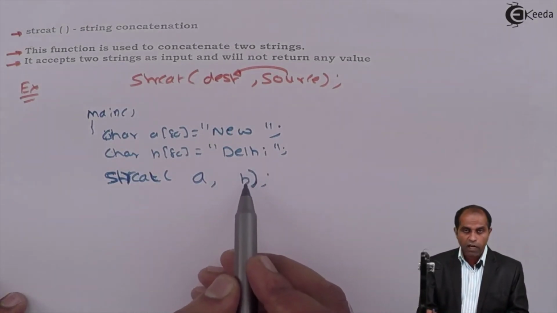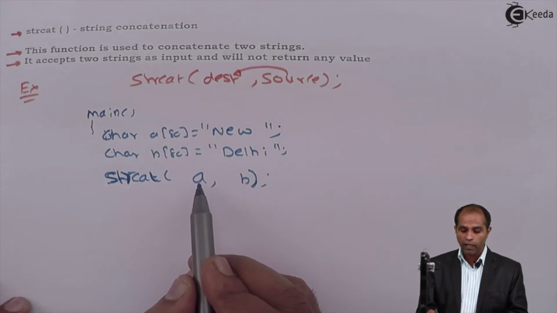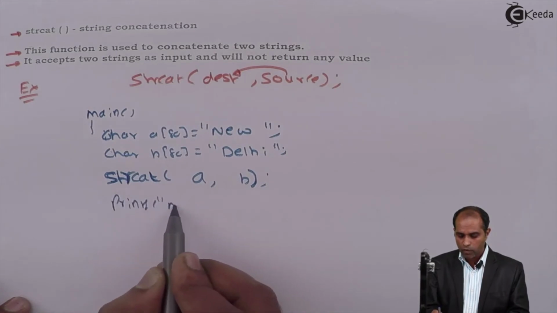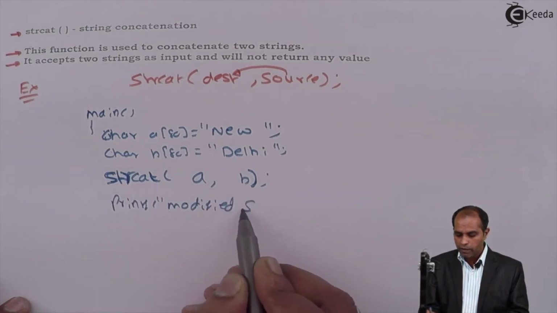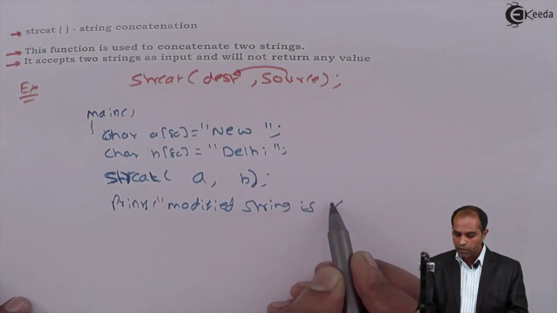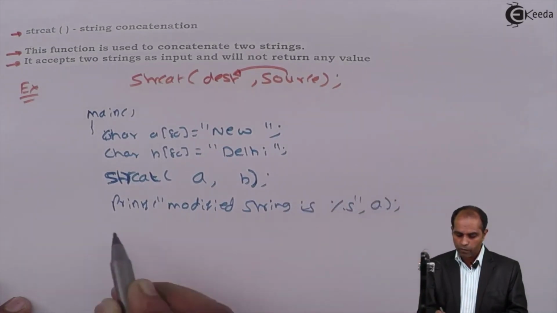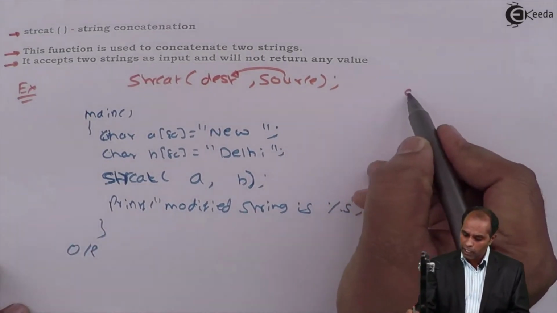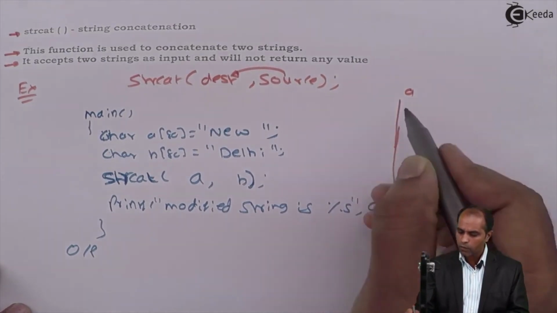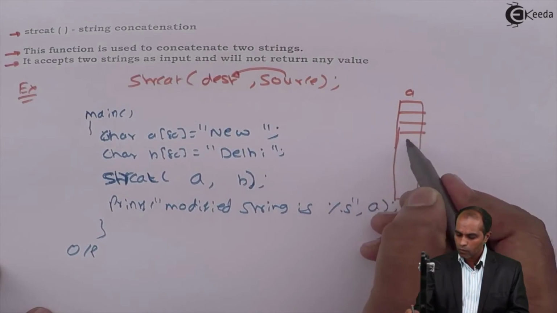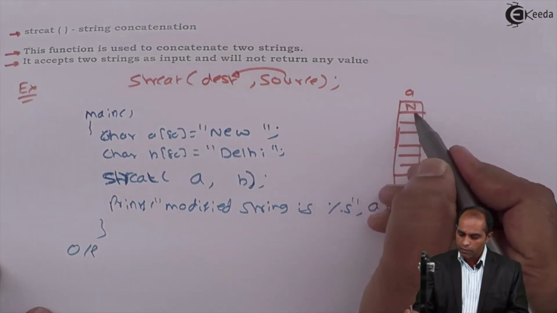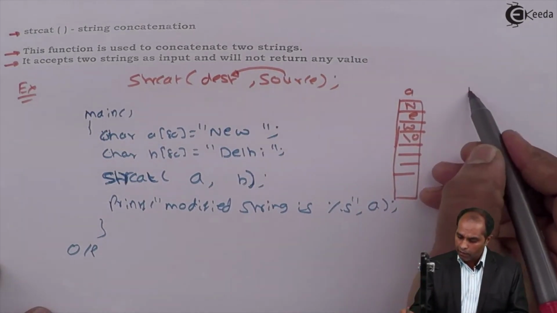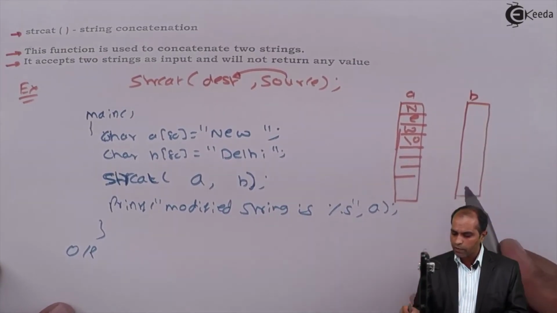Here, the contents of B are appended at the end of the string A. So it means that this A is now the modified string. So I'll say printf "modified string is %s", A. Now let's guess the output. Before I guess the output, let's work with this particular example. So A is a string which has got 80 spaces. In this I have stored "new", and then the null character is automatically appended. Then I'll have a B which stores a string called "Delhi".